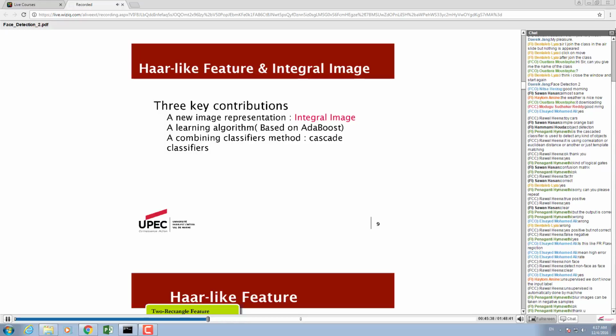The main contribution of this paper is that by providing this integral image, they could speed up the calculation of the Haar-like feature. Traditionally, we calculate the Haar-like feature in a very general, normal way. In this paper, they propose the integral image that can process this Haar-like feature very quickly. We will study how it is done.